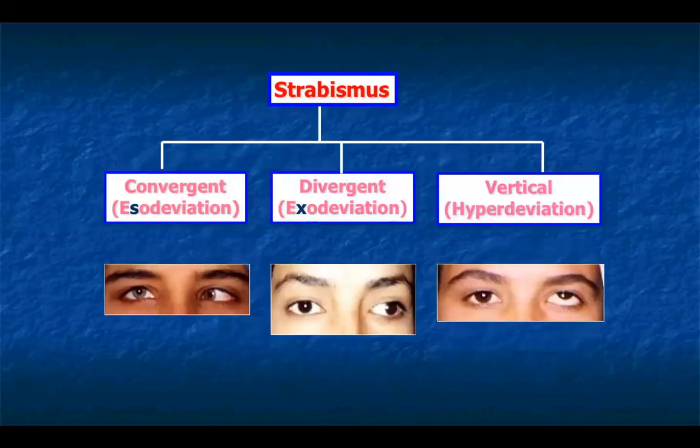Another classification of strabismus is based on the eye position: convergent or esodeviation, where the eye moves towards the nose, divergent or exodeviation, where the eye moves outwards towards the ear. So exodeviation, like external, the eye moves externally. Or vertical deviation, which is hyperdeviation or hypertropia, where the eye moves up.